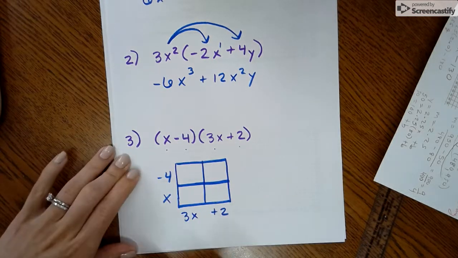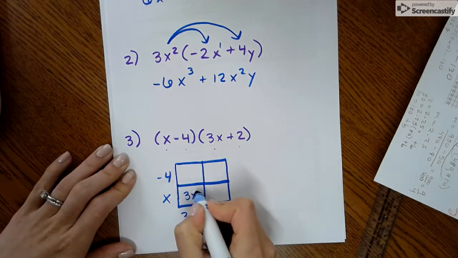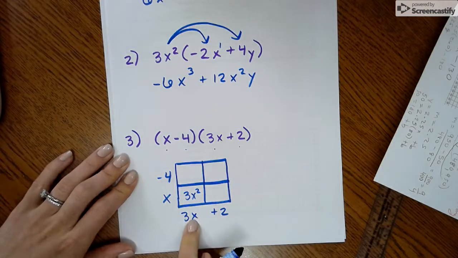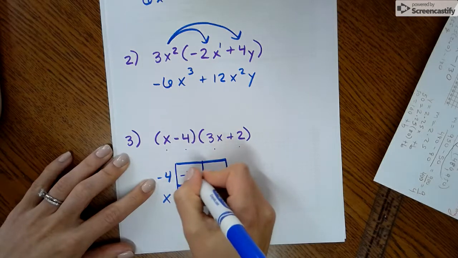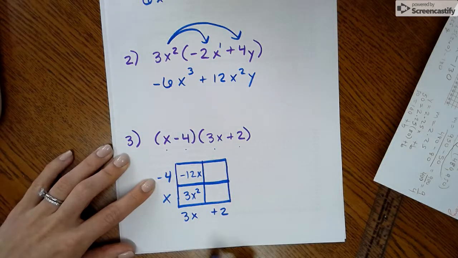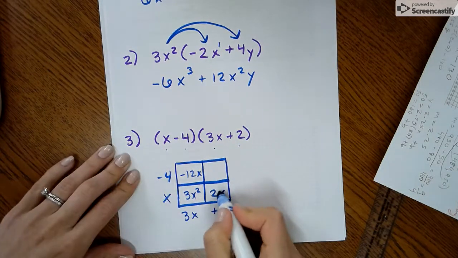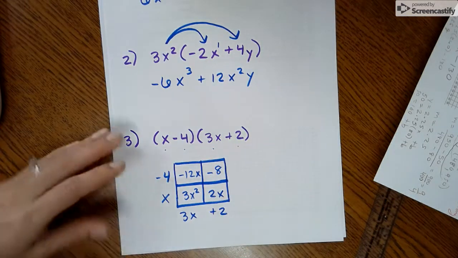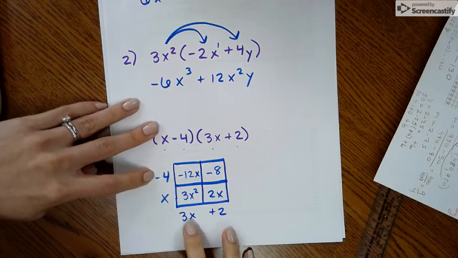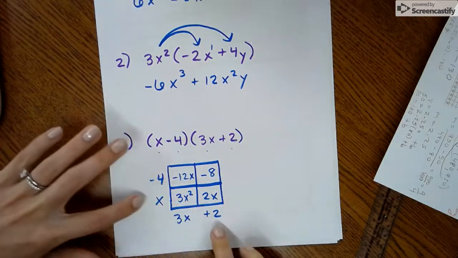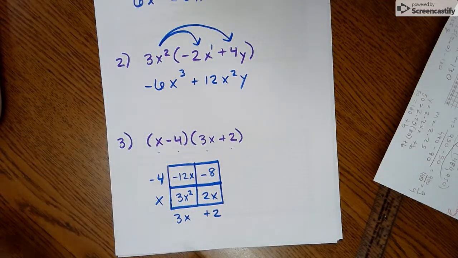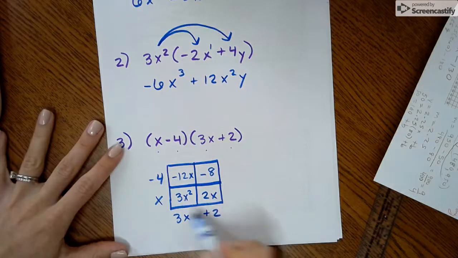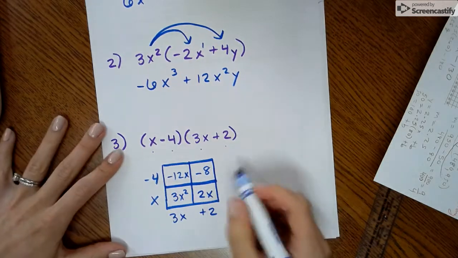So 3x times x is going to give me this box right here. So that is 3x squared. 3x times negative 4 is negative 12x. x times 2 is 2x, and then 2 times negative 4 is negative 8. So you're just looking at one term at a time on each side, and then those multiply to get each individual box. And now my answer, I just have to rewrite it so that it's not still in the box.